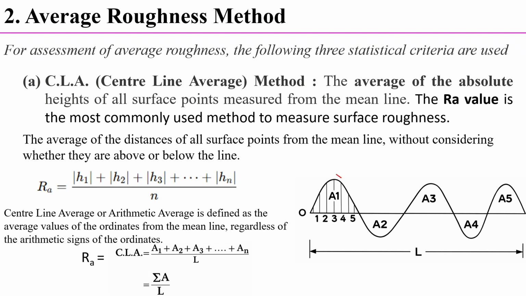So let's consider this is A1, this is A2, this is A3, this is A4 and this is A5. Now I have to consider the average value, so the absolute areas also have to be considered. Then Ra will become A1 plus A2 plus A3 up to An divided by capital L. So Ra equals the summation of all these areas divided by capital L.